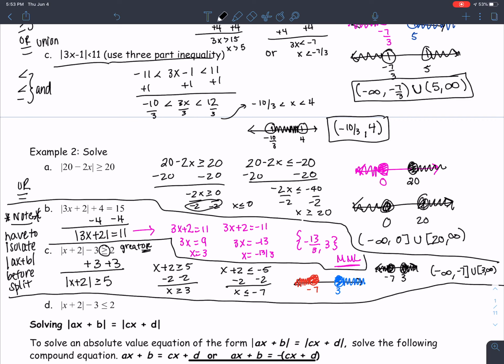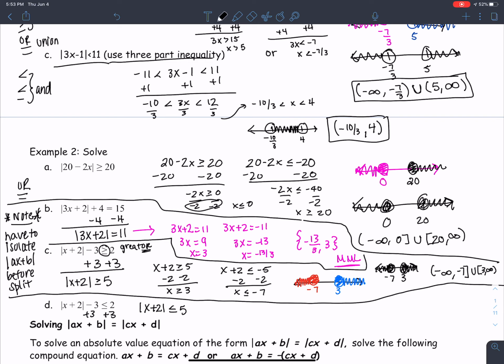D. Before I split, I have to isolate. So I'm going to add 3 to both sides. Okay? So I get the absolute value of x plus 2 is less than or equal to 5.